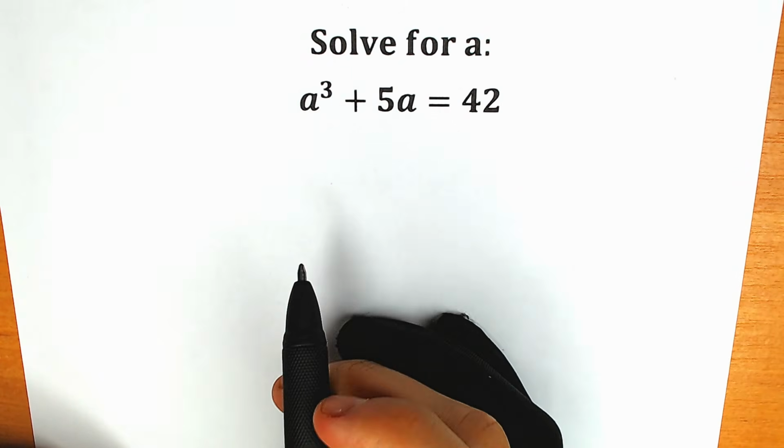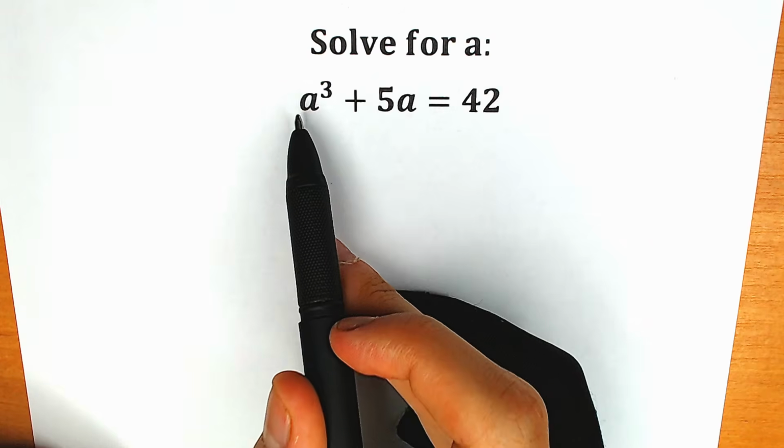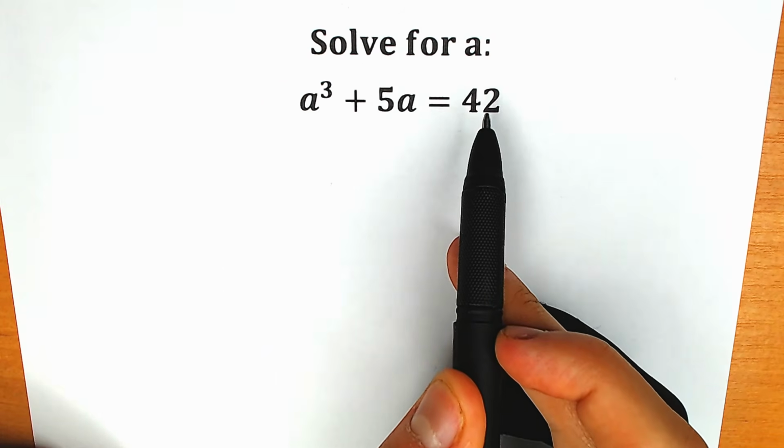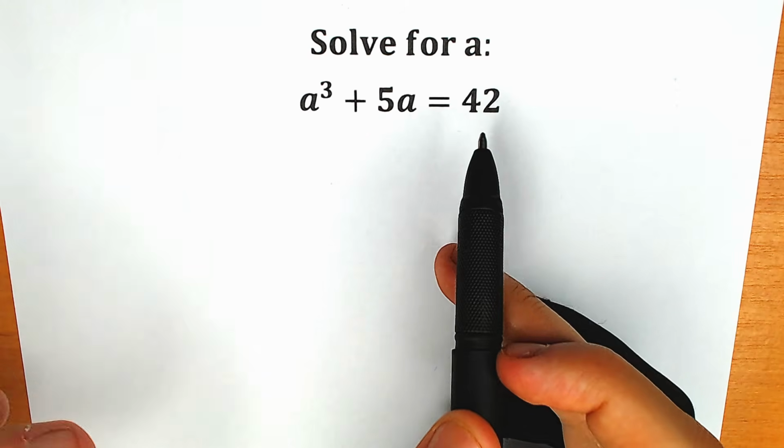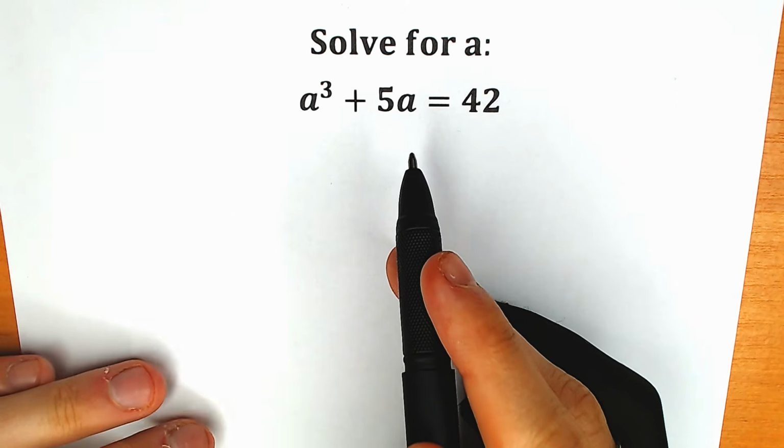Hi, I'm Mathematics. Today we have a very interesting cubic equation, a cube plus 5a equal to 42, and we need to find our a. If you have your answer, your assumption, you can also write your solution down into the comment section, and then we will check our answers.